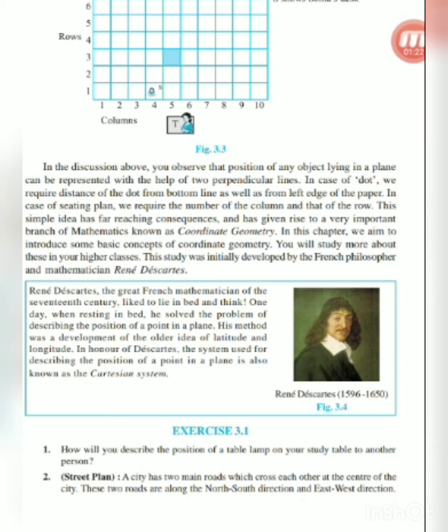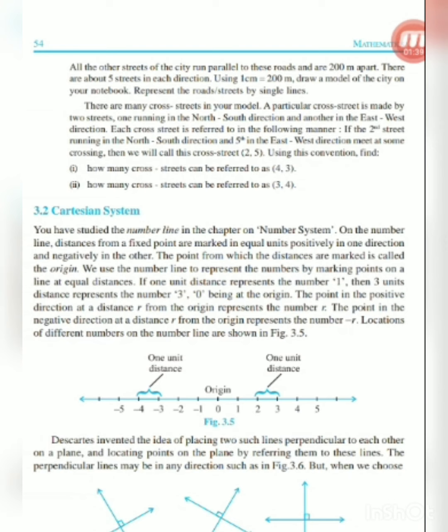Now question number 2. I read the question from the textbook. Straight plane. A city has two main roads which cross each other at the center of the city. These two roads are along the north-south direction and east-west direction. All other streets of the city run parallel to these roads and are 200 meters apart. There are about 5 streets in each direction.